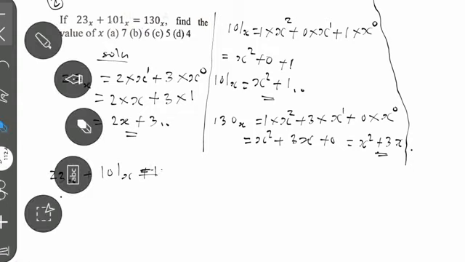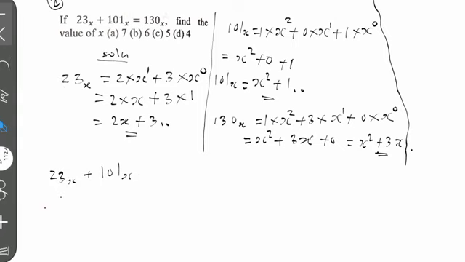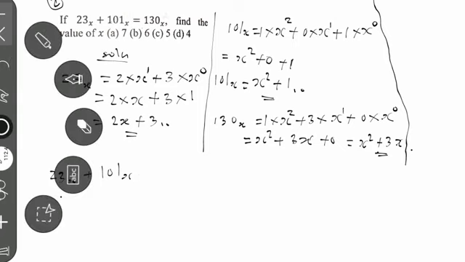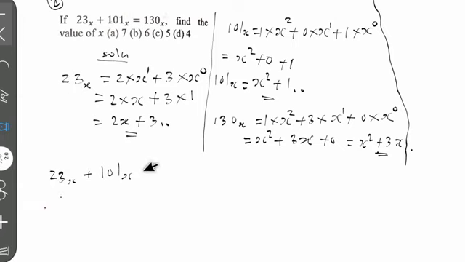Let me try to clean it off. So, in case you want to read it, that is equal to 130 base s. Now, our 23 base s is equal to what? That's equal to 2s plus 3.